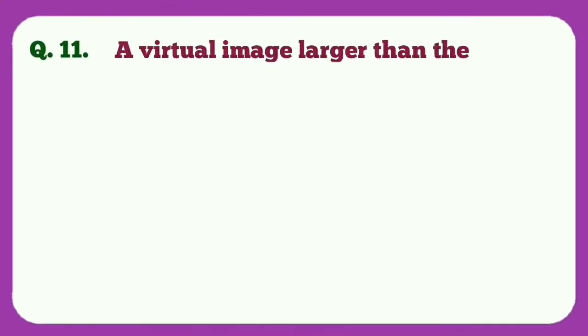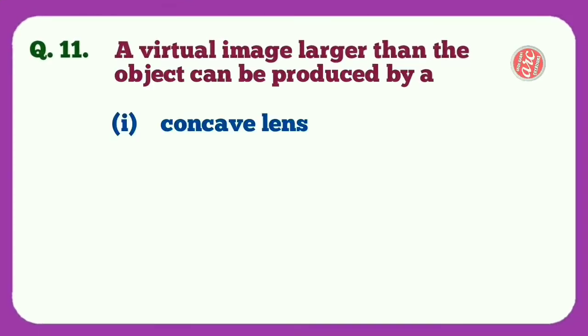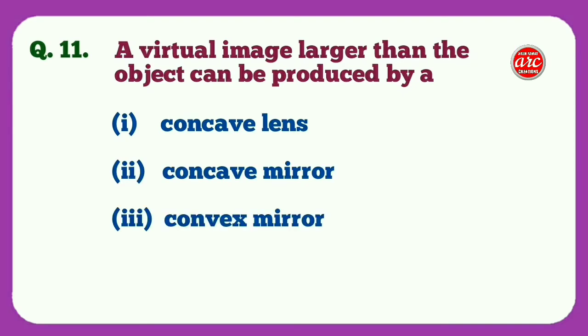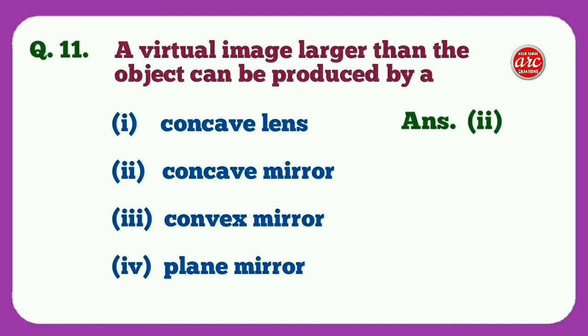Question number 11. A virtual image larger than the object can be produced by number 1 concave lens, number 2 concave mirror, number 3 convex mirror, number 4 plane mirror. The correct answer is number 2 concave mirror.